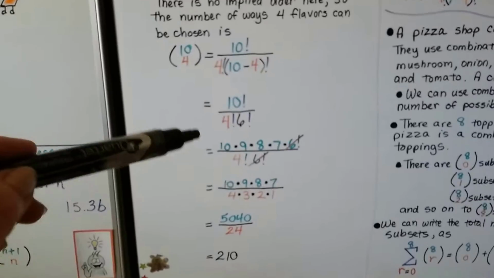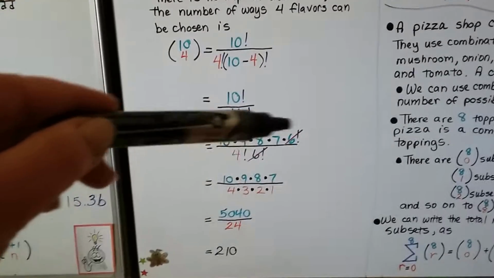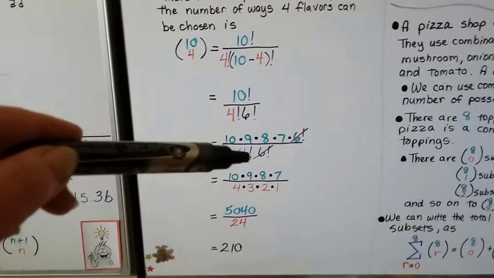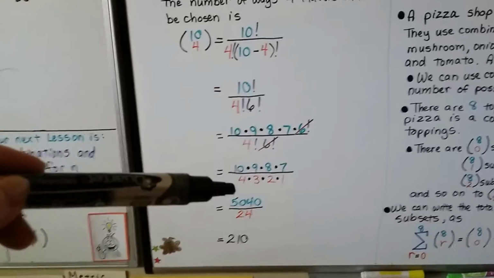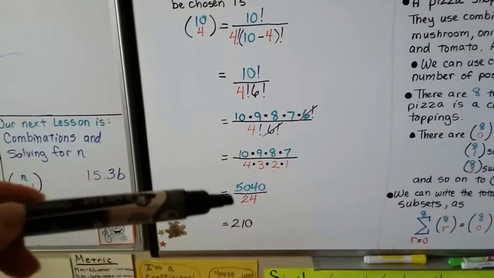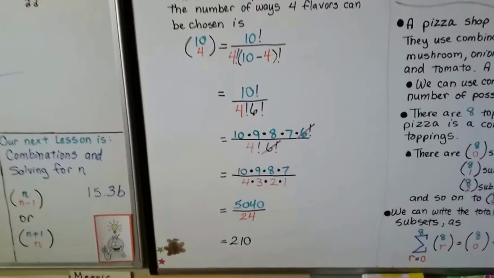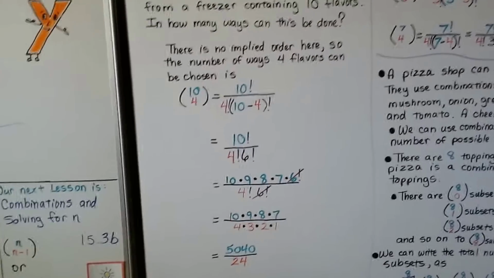We can write the 10 factorial with a factor of 6 factorial. We can cancel out the common factorials, and we're left with 10 times 9 times 8 times 7 divided by 4 times 3 times 2 times 1, which is 5,040 divided by 24, which is 210. So there's 210 ways we can take that ice cream out of the freezer, okay?